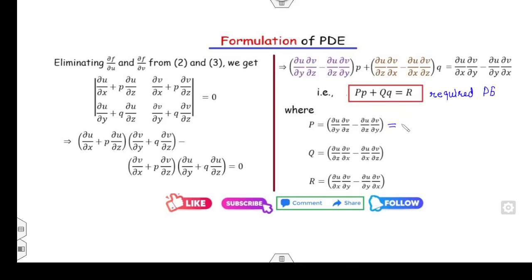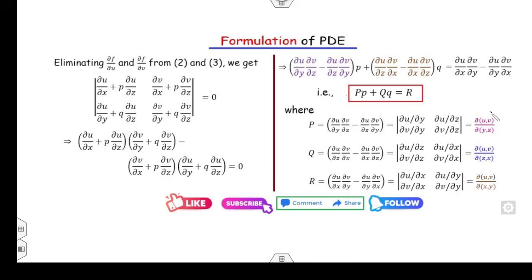Fine. Or you can also write the first expression as del f, del u by del y, del z by del z. Similarly, v with respect to y and v with respect to z. तो इसको क्या बोलते हैं आप? That is nothing but my Jacobian. Fine. So that is the Jacobian of u and v with respect to y and z. Similarly for Q and similarly for R.